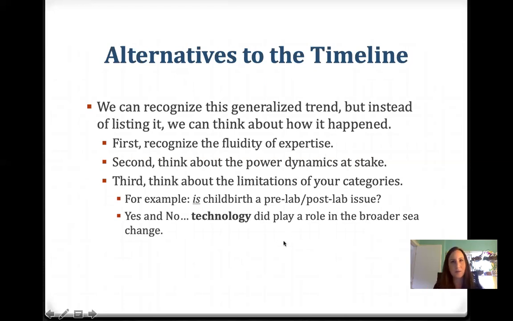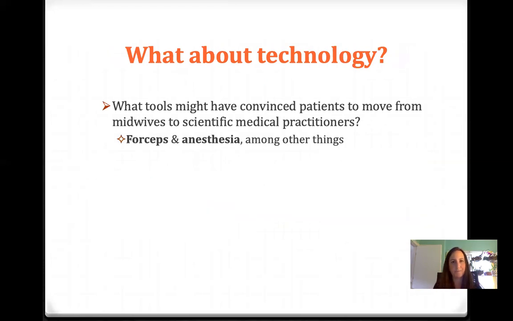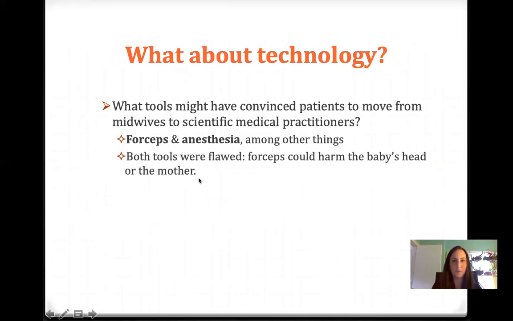So why did the hospital, why did science become appealing to people in a Western context? What tools might have convinced patients to move from midwives to scientific medical practitioners, not in total, but in general? Forceps and anesthesia are two really important tools here. Both are flawed. Forceps were used to pull babies out if they got stuck, but they could harm the baby's head or injure the mother. So it helped with a baby who got stuck in the birth canal.